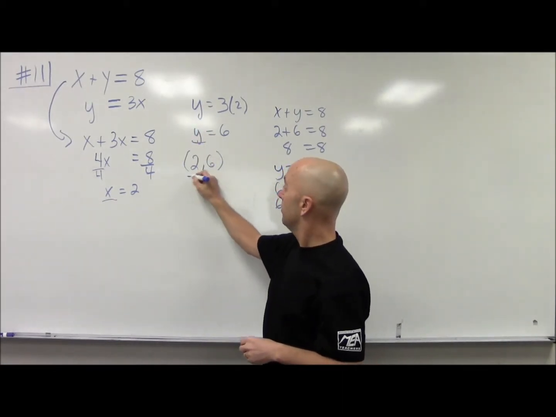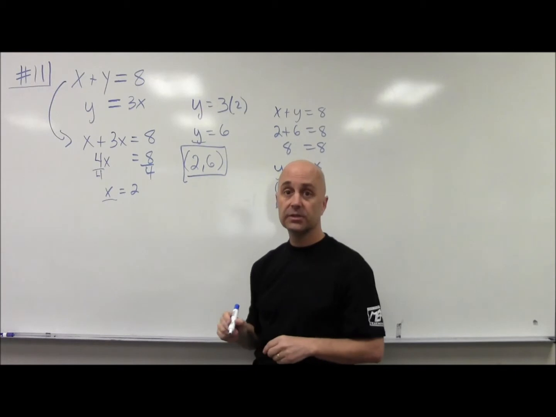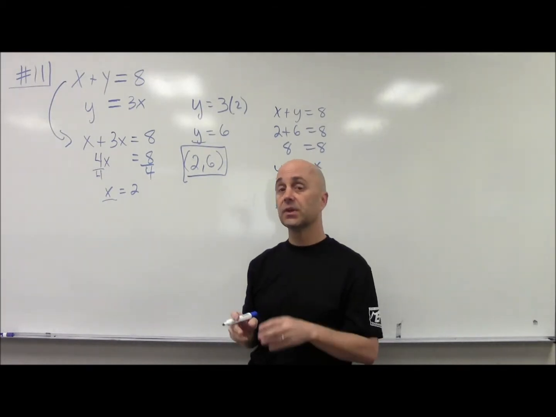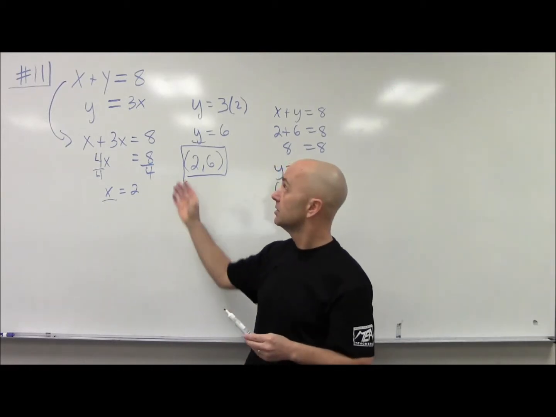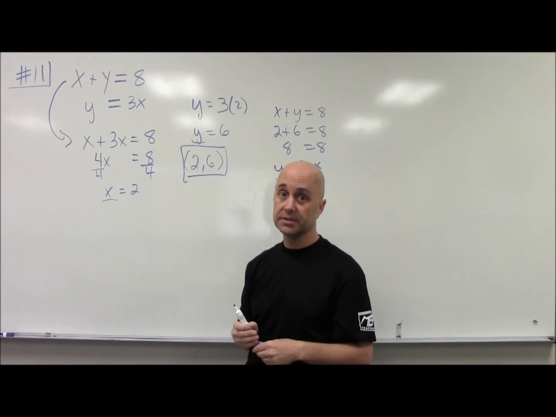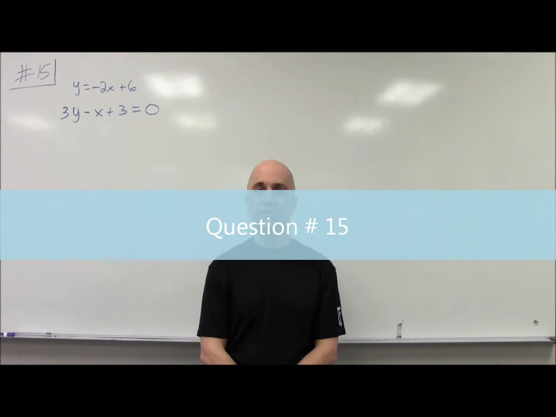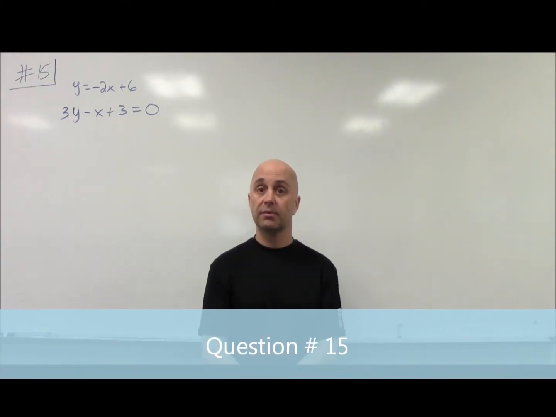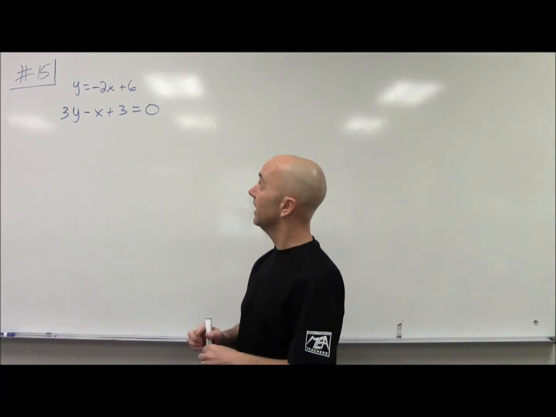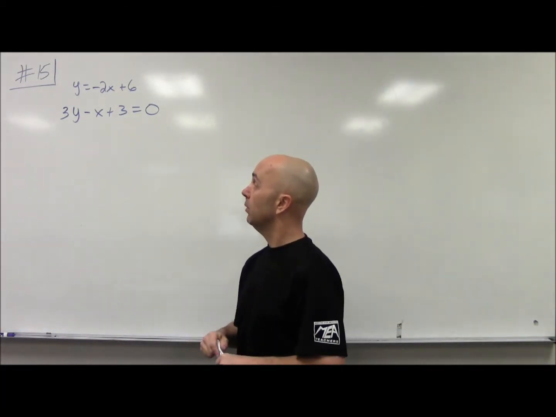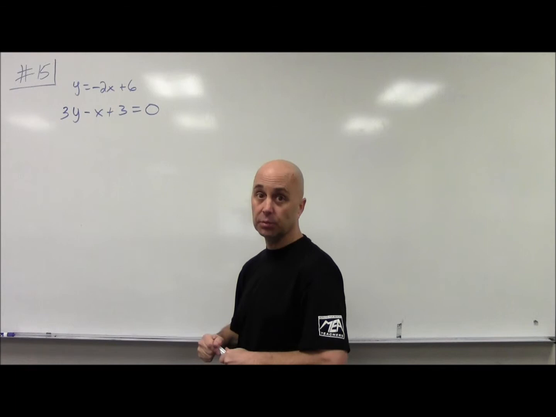So since this ordered pair is graphed on both of these lines, it is the one point that is graphed on both. It's the intersecting point. It's a solution to this system of equations. So now we'll do another example from the book, number 15. It's a little bit more complicated. So you see the equations there, y equals negative 2x plus 6, and 3y minus x plus 3 equals 0.